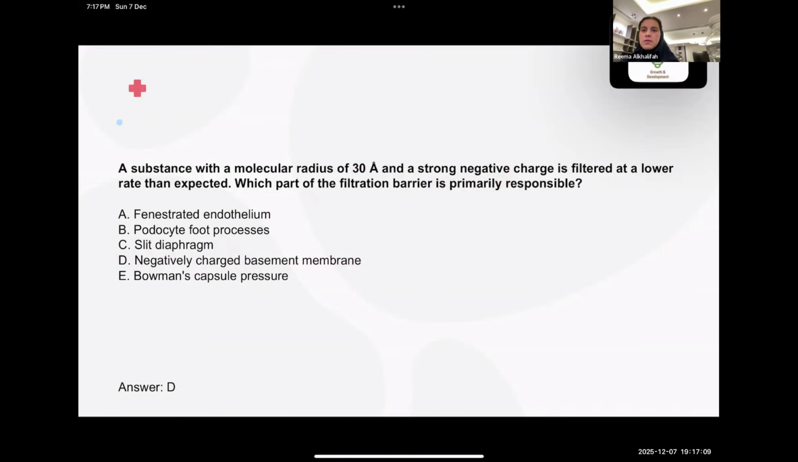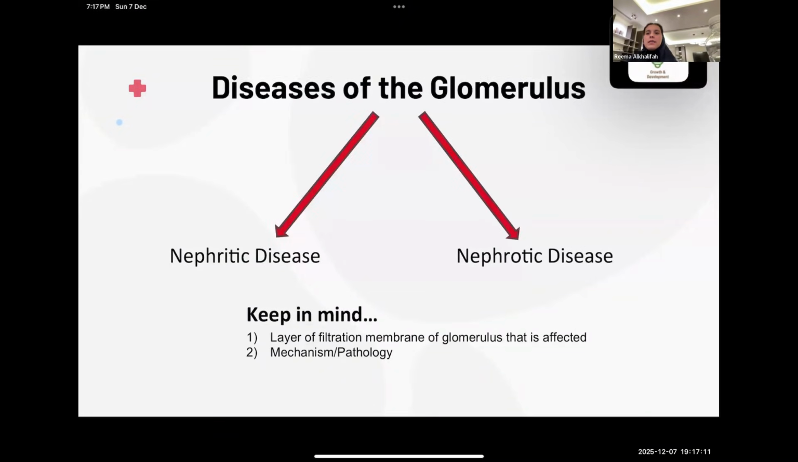Okay, so we're done. Now we're going to move on to the diseases of the glomerulus. Again, you're not going to be tested on this. I'm going to go through it very fast, but it's really good to know and apply the concepts that you've learned on diseases, okay? So we've got two main categories: nephritic and nephrotic diseases. Keep in mind the differences between them with the layer that it affects in the membrane and its pathology.